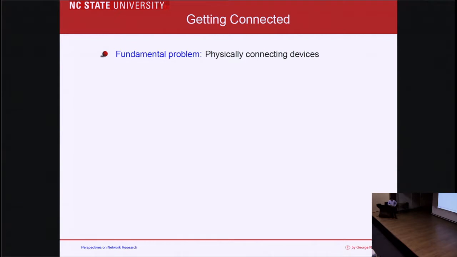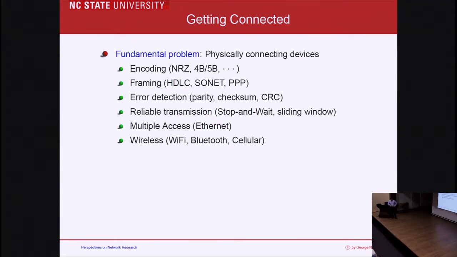So you had to physically connect devices, and people came up with many, many solutions: encoding, framing, error detection, reliable transmission with window or sliding window protocols, multiple access protocols like Ethernet, wireless protocols, and so on, okay? These were, at one time, research challenges that have been solved. Does that mean that there are no problems in the future?